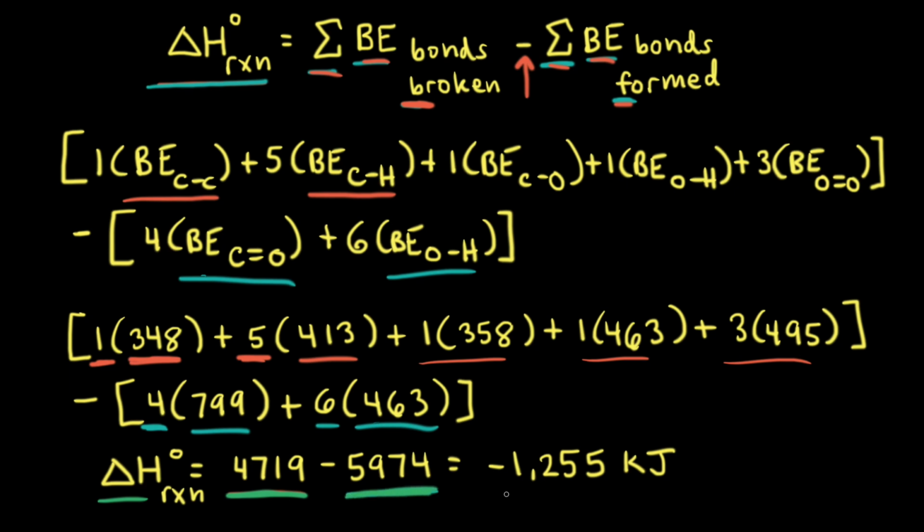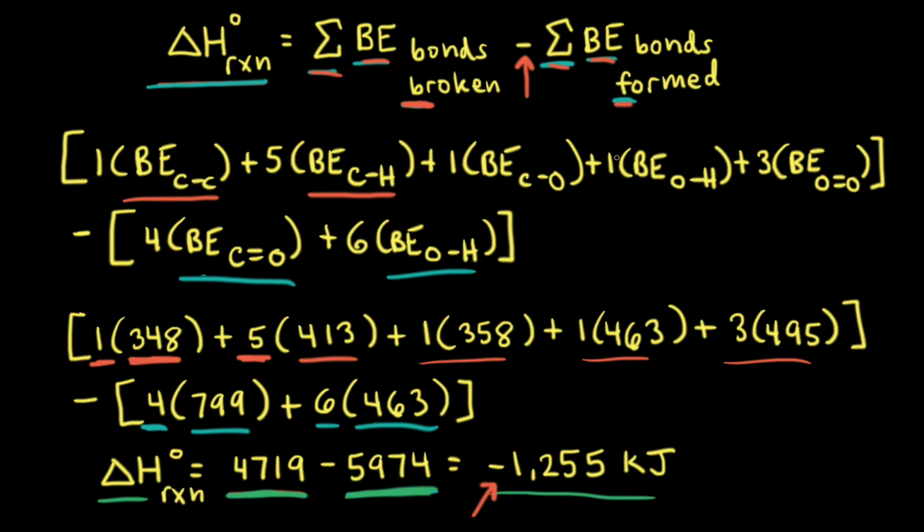So for the final standard change in enthalpy for our chemical reaction, it's positive 4,719 minus 5,974, which gives us negative 1,255 kilojoules. Notice that we got a negative value for the change in enthalpy, and that means the combustion of ethanol is an exothermic reaction, and 1,255 kilojoules of energy are given off for the combustion of 1 mole of ethanol.